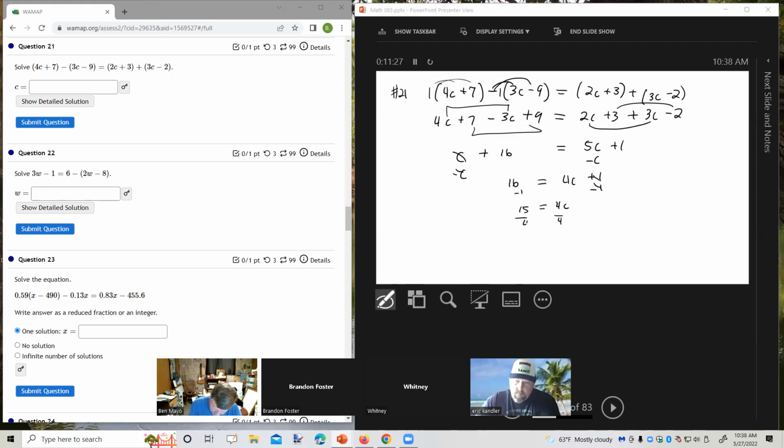Divide both sides by 4. C equals 15/4. And let's see, it doesn't give any directions as to the answer. So 15/4, let's see what they did. They did that. I'm curious whether I could use a decimal.